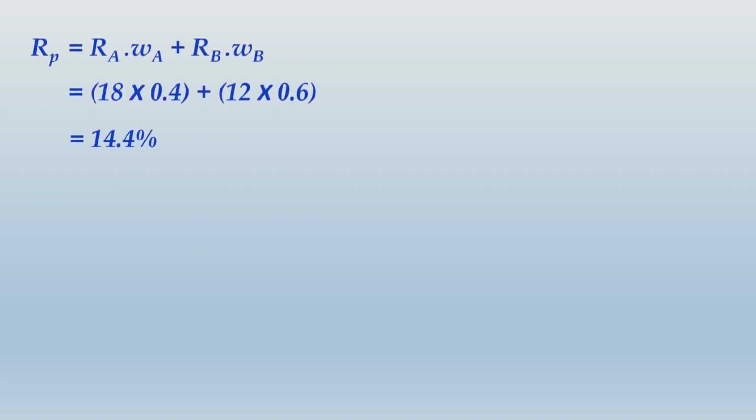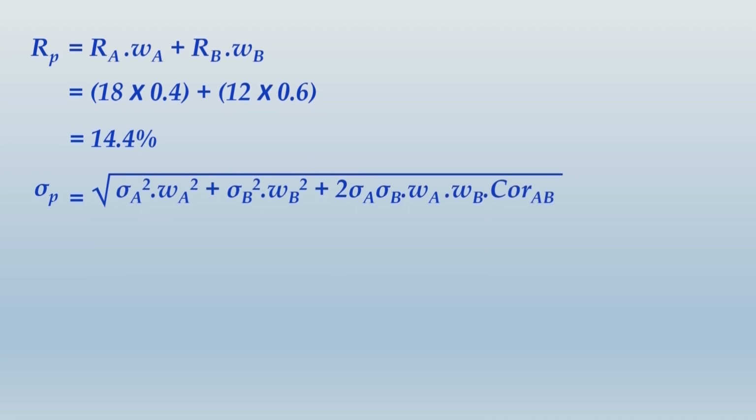Alright friends, let us move ahead, and now we compute the return on portfolio, which will be the weighted average of returns of A and B, and the weighted average returns is coming to 14.4%. Now the standard deviation of the portfolio as per Markowitz model will be sigma p equals the square root of sigma A squared into WA squared plus sigma B squared into WB squared plus 2 times sigma A into sigma B into weight of A into weight of B into correlation between A and B.